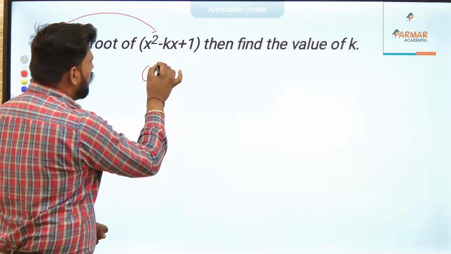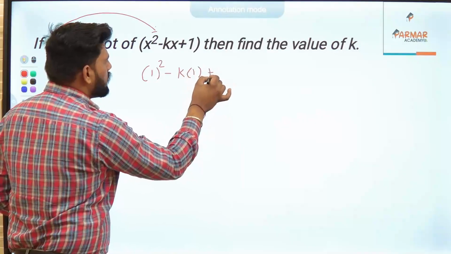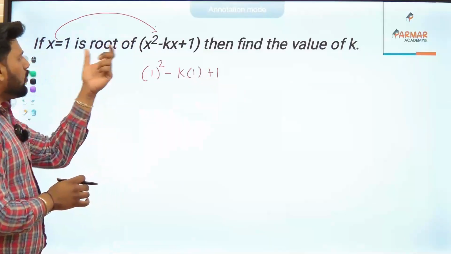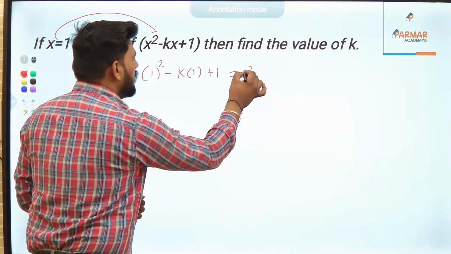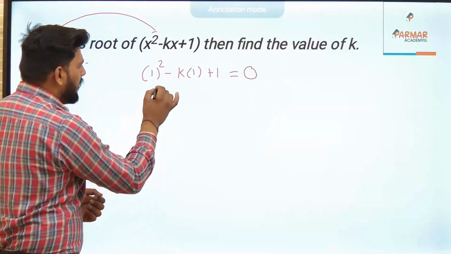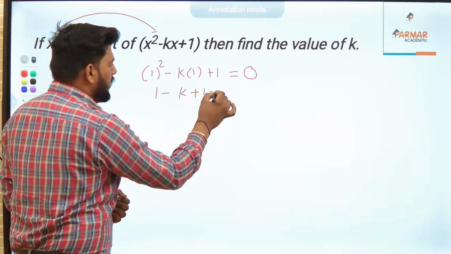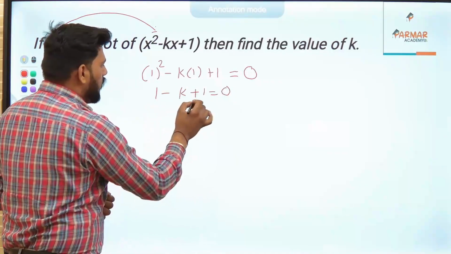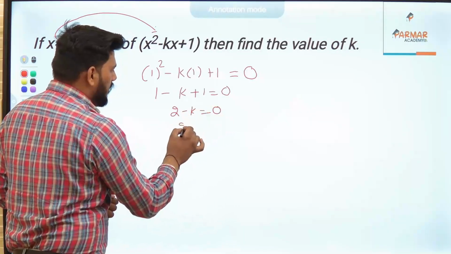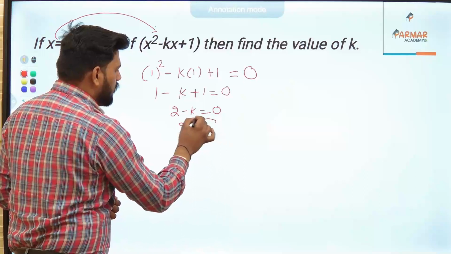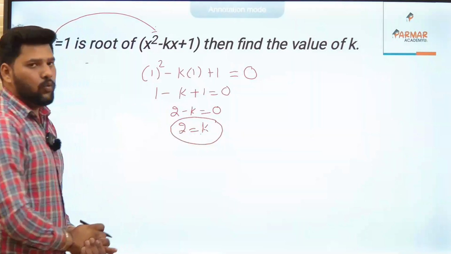x square means 1 square, minus kx means k into 1, plus 1. Because this point is a root of this polynomial, this will give the remainder 0. So the answer is equal to 0. Solve for k. 1 minus k into 1, that is k, plus 1 equal to 0. 1 plus 1 is 2, minus k equal to 0. Now that is 2 is equal to k. At the end I will get the value of k is 2.